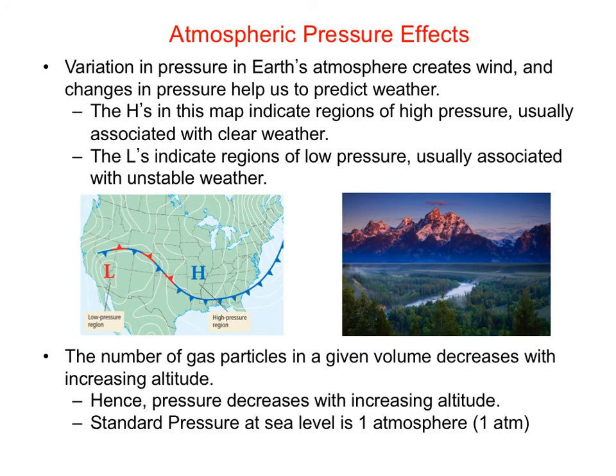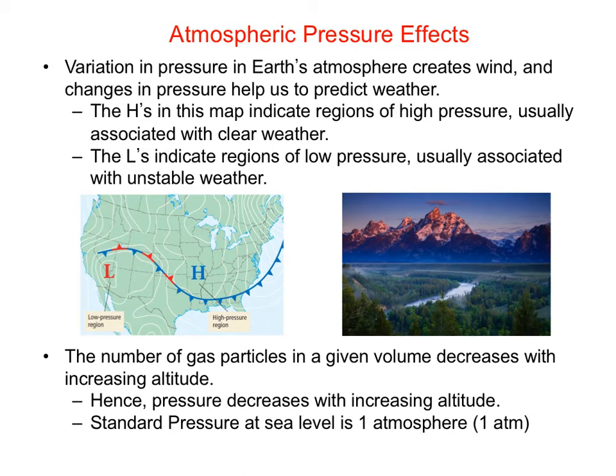So I wanted to talk about some of the aspects of atmospheric pressure that we experience every day. As the Earth's atmospheric pressure varies, it creates a lot of the weather phenomena that we experience. When you see weathermen and they have these maps with the H's and the L's, the H's indicate regions of high pressure, the L's indicate regions of low pressure. High pressure is typically associated with clear weather, and low pressure is generally associated with unstable weather. So thunderstorms, tornadoes, things like that are more likely to occur when the pressure is low.